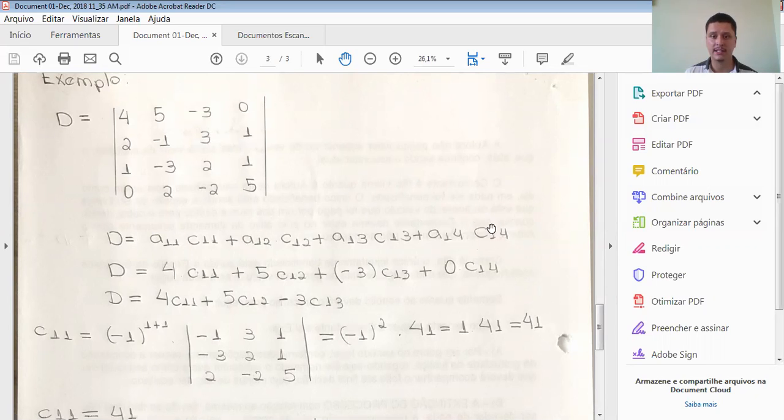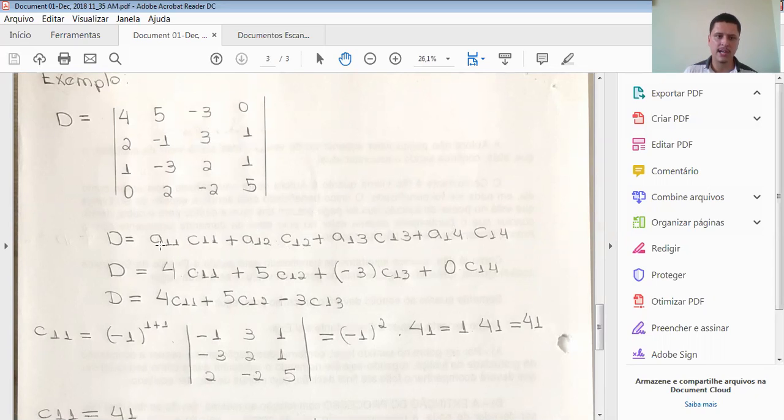Because when I multiply its value by 0, it's going to make a contribution of nothing to the calculation of the determinant. So the more zeros you have in a row or in a column, the easier it's going to be to calculate the determinant based on this procedure that I'm showing you. So take this equation. Let's do the calculation now.